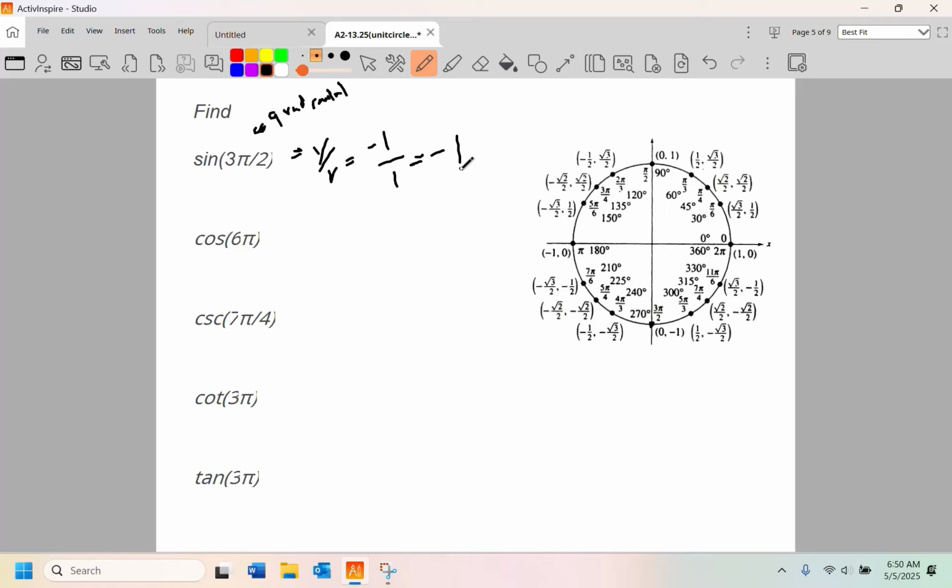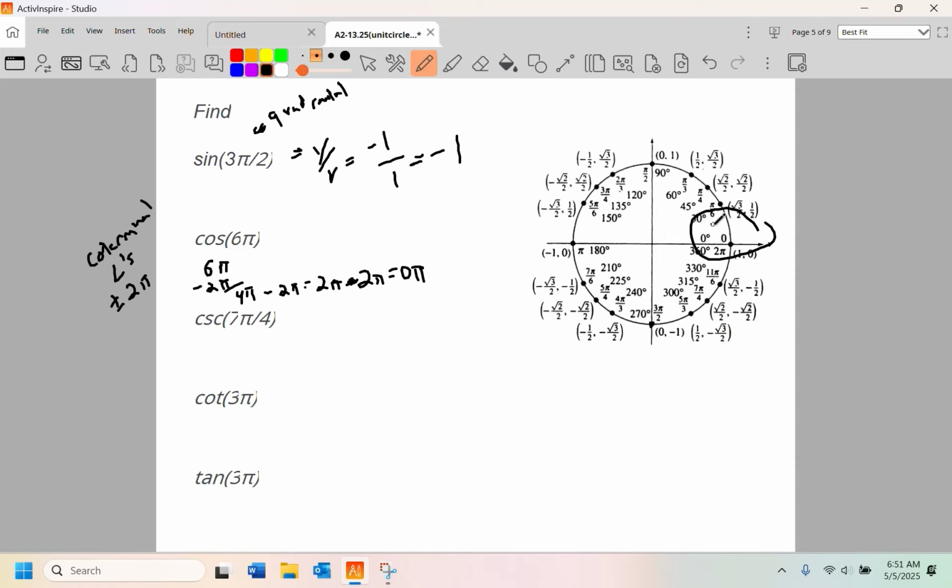Cosine of 6 pi. Now, 6 pi would travel around the circle 3 times. What you can do is think about your idea of coterminal angles, and you can plus or minus 2 pi. So if I take away 2 pi, I'm at 4 pi. If I take away 2 pi again, I'm at 2 pi. And if I take away 2 pi again, I'm at no pi.